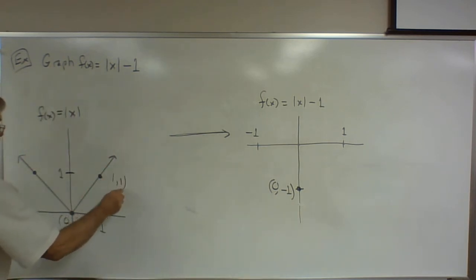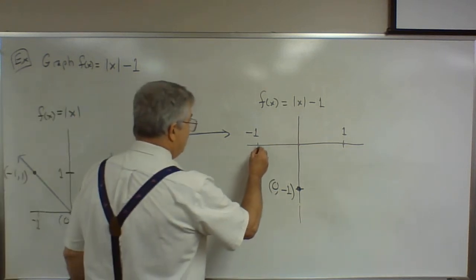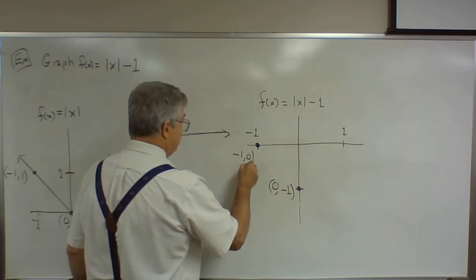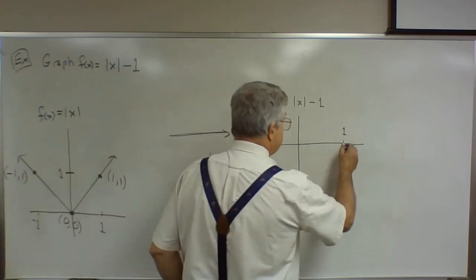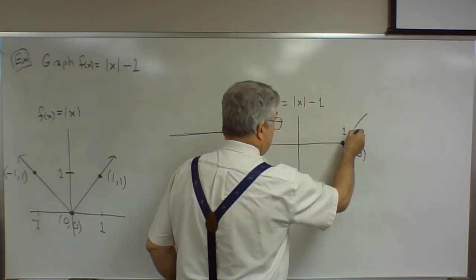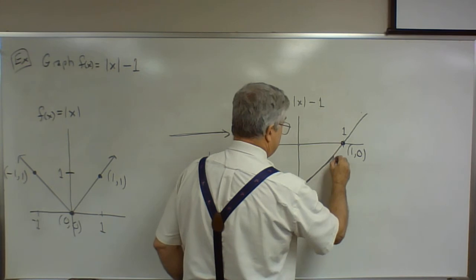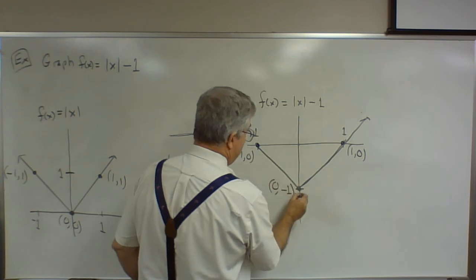Then we take these 2 points. We shift this point down 1 unit. The y coordinate is 1 here. It's going to be 0 here. We take this point, move it down 1 unit. X is still 1, but y is going to be 0. And voila. That we've got the graph of the new function.